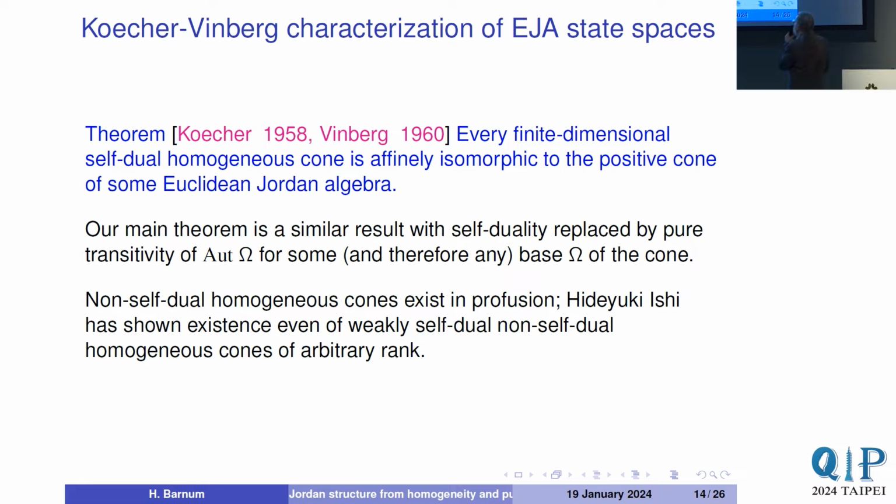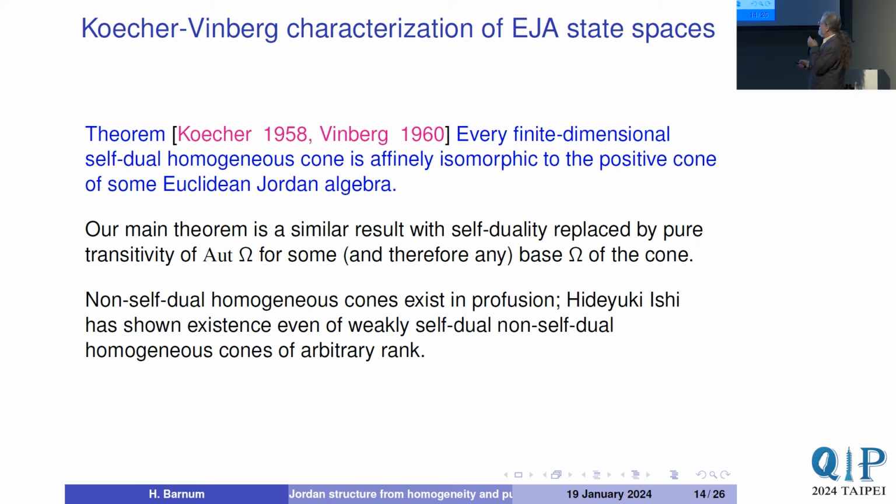Okay, an important theorem by Koecher and Vinberg is that every finite dimensional self-dual homogeneous cone is actually the positive cone of a Euclidean Jordan algebra. Our main theorem is a very similar result, but we replace self-duality with pure transitivity. So it's the transitivity of the deterministically reversible transformations on the pure states, for some base of the cone, which we interpret as the normalized states. But if it's true for one, it's true for any.